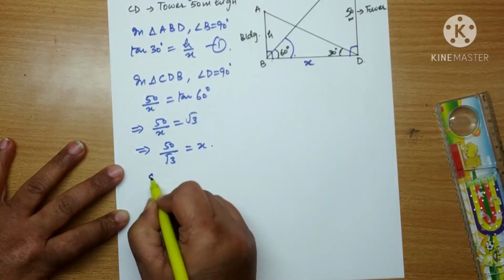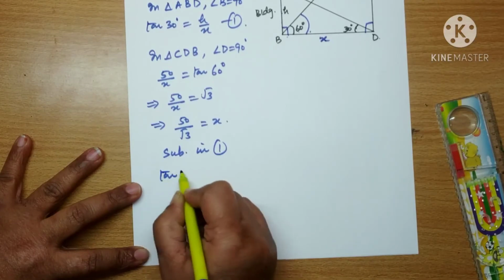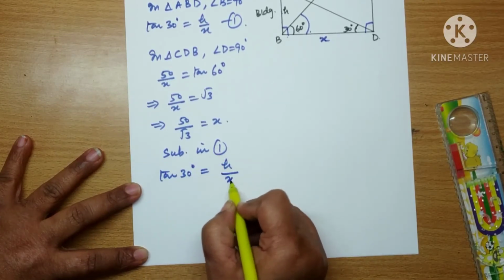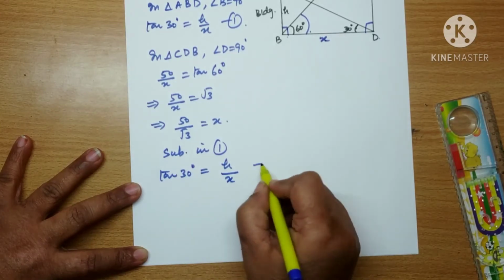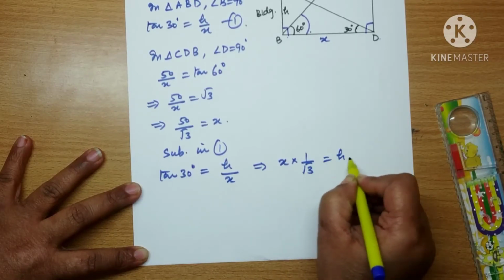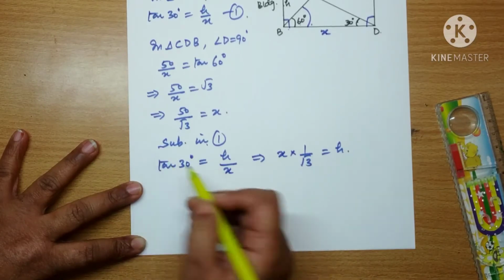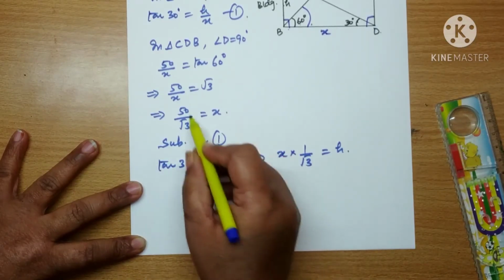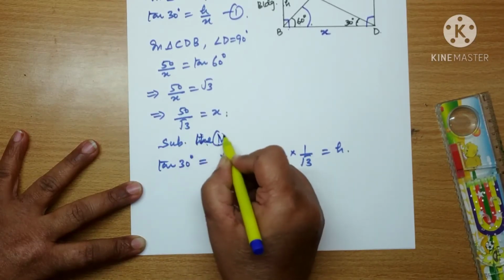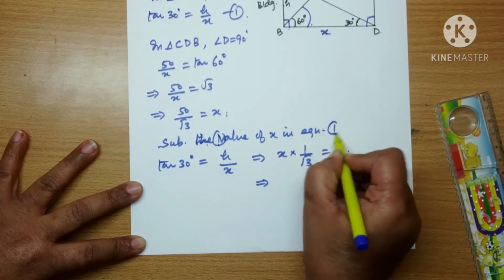Substituting this in 1, I get tangent 30 is equal to h upon x. So x into tangent 30, which is 1 by root 3, is equal to h. Now I substitute the value of x in equation 1.